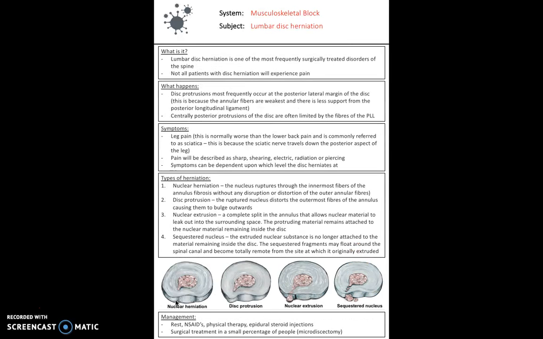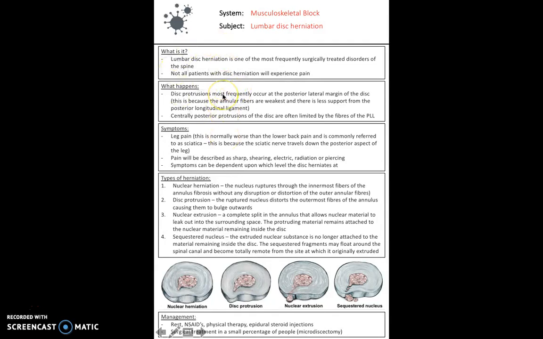Next we have lumbar disc herniation. So this is one of the most frequently surgically treated disorders of the spine, but not all patients with this disc herniation will experience pain. Sometimes they will experience pain, and in this case it's normally worse in the leg than it is in the lower back, and this is commonly referred to as sciatica. So this is because the sciatic nerve travels down the posterior aspect of the leg, and pain is usually described as sharp or shearing, electric, radiation or piercing. So really sharp pain here, no dull ache. So symptoms can be dependent upon what level the disc hernia is at as well.